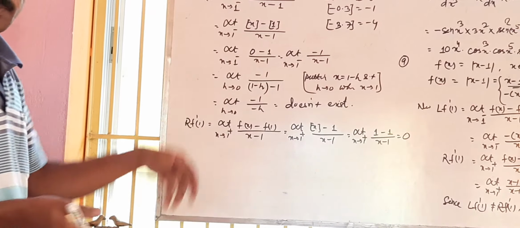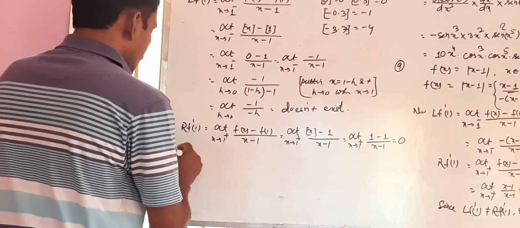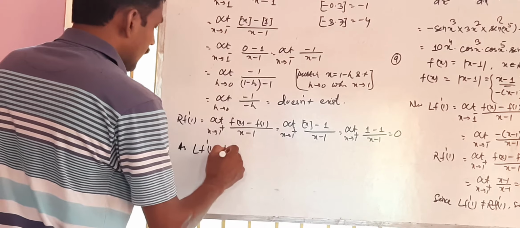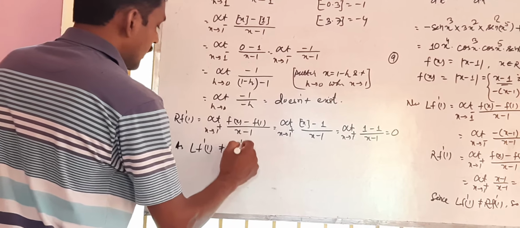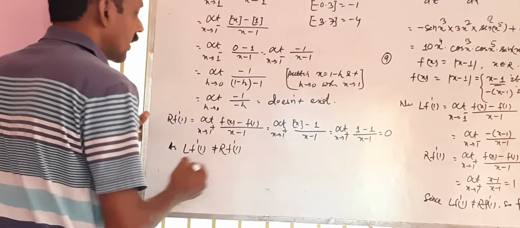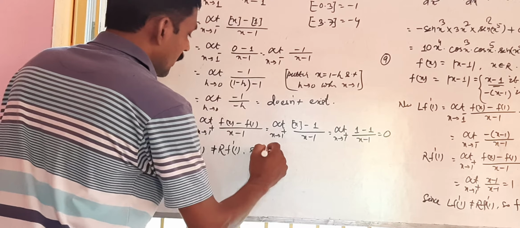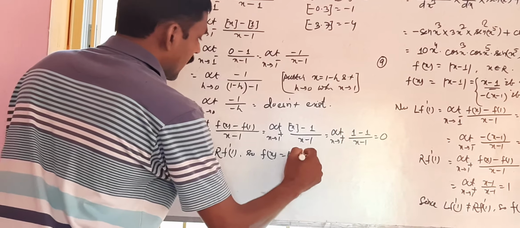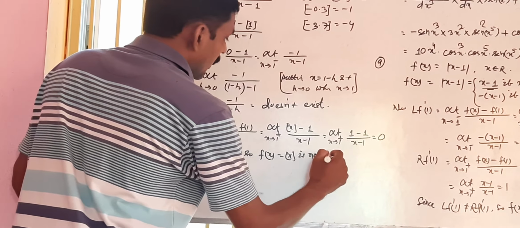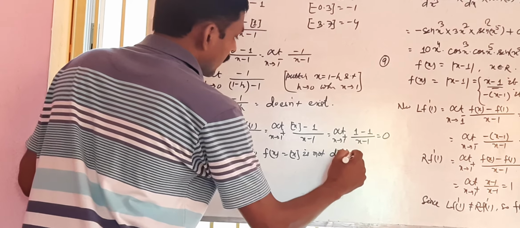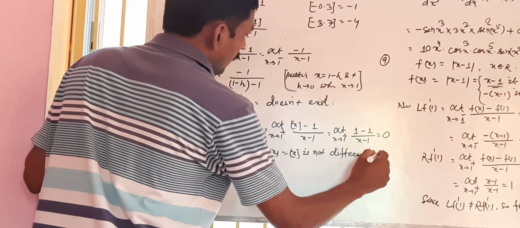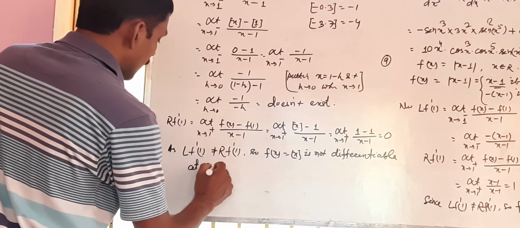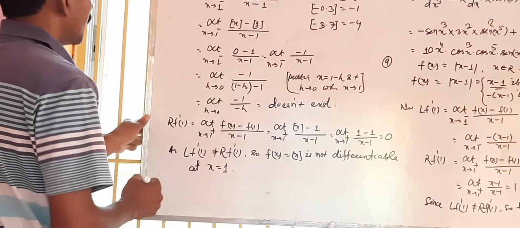So both are different. That means L f dash of 1 and R f dash of 1 are not equal. So f of x equal to bracketed x is not differentiable at x equal to 1.